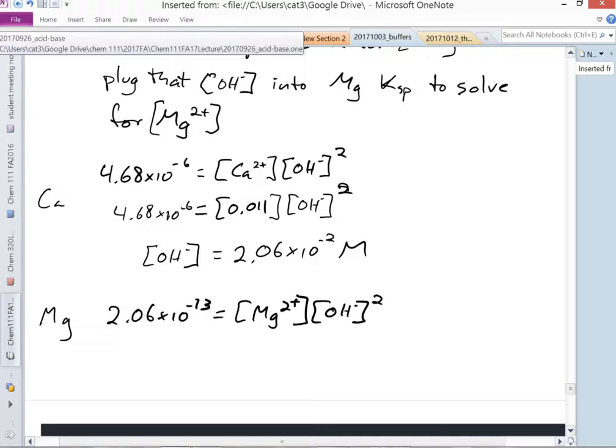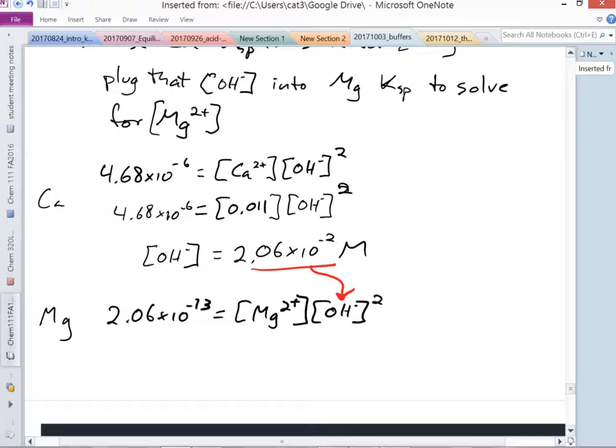Key step, take your conditions, plug them into the equation that has the chemical you want. If your equation does not have the chemical you want in it, you are going to be very challenged to solve for it.